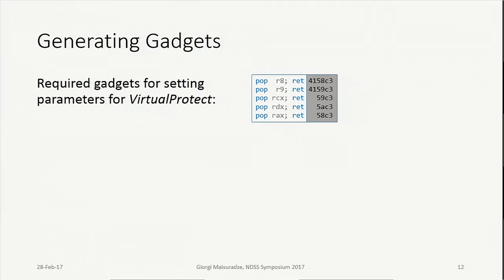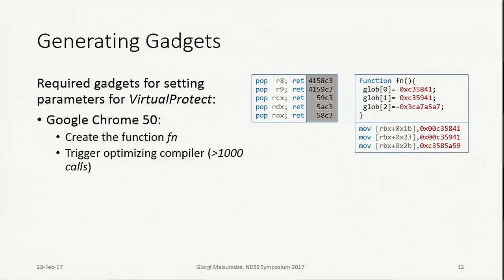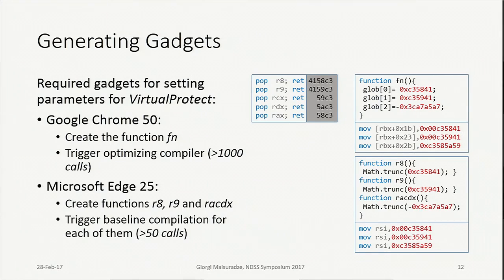To generate this set of gadgets in Chrome, we simply create a single function, use 3 different integer constants in it, and then call this function more than 1,000 times to trigger the optimizing compiler. And it will trigger gadget generation. And in Edge, we have to generate 3 different functions, having each of the constants in one of these functions, and then execute them around 50 times to trigger the baseline compiler.